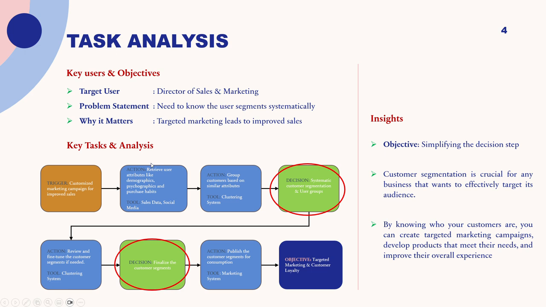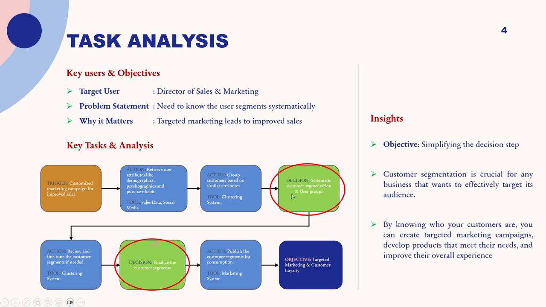There could be a set of tasks and decisions and an objective here. What could be the trigger? The trigger could be a customized marketing campaign. Whenever the sales team wants to start a customized marketing campaign, they would like to know the systematic segments. So that could be the trigger here. The first action is to retrieve the user attributes like demographics, psychographics, and purchase habits, which are available as part of the historical sales data, and some of the attributes also could be pulled from social media. And then the next action is to group customers based on the attributes which are identified or selected.